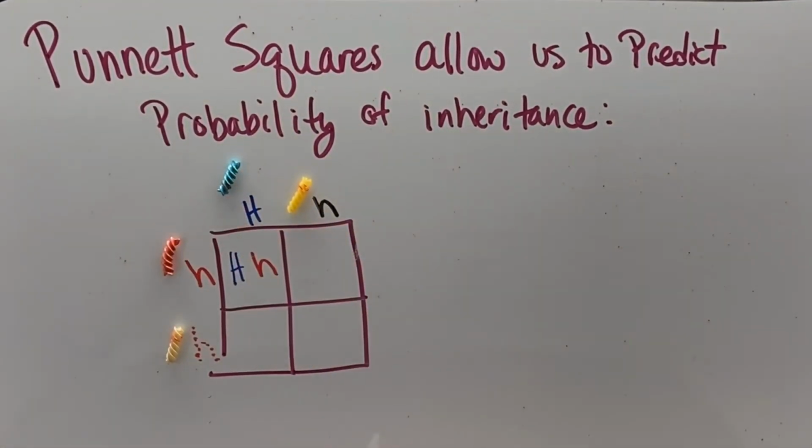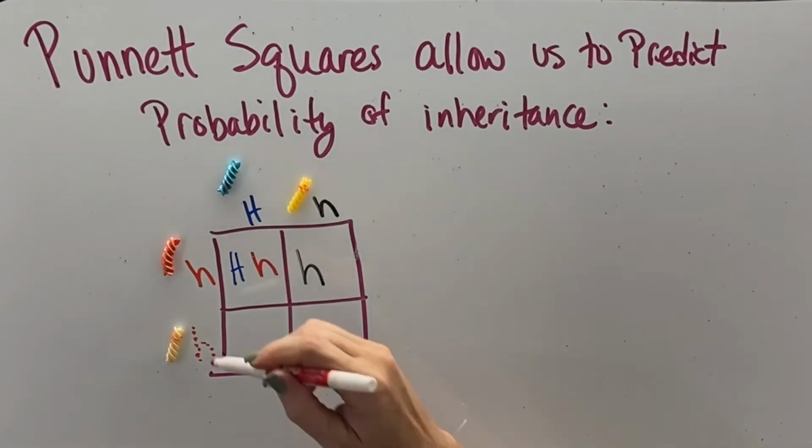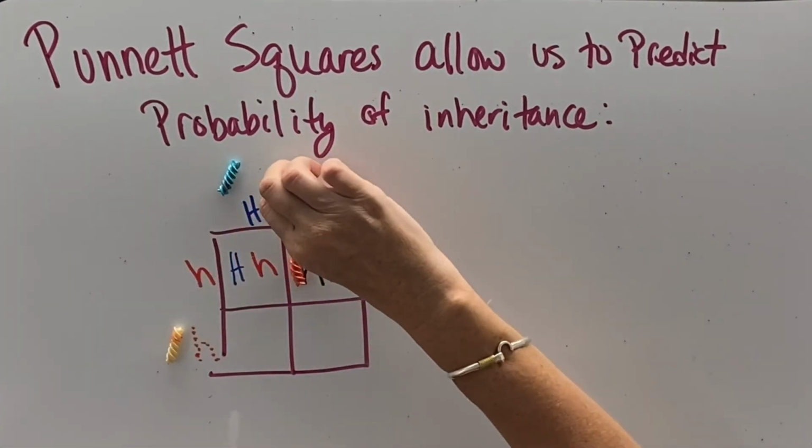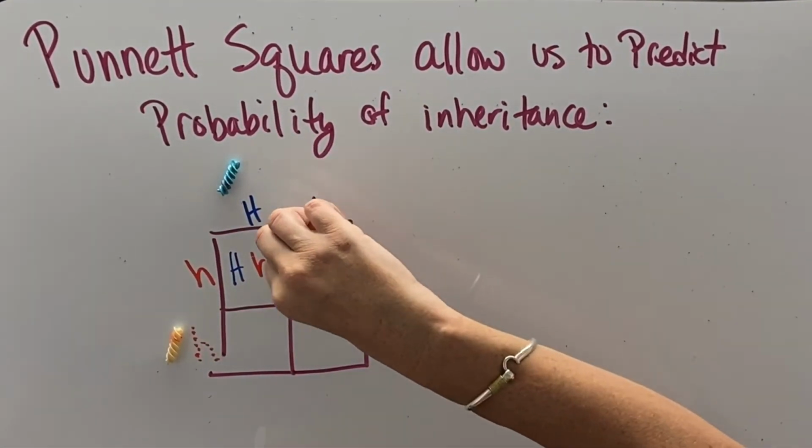So we have 1 from dad, right? Big H from dad, little h from mom, put it in the box. And then little h from dad and a big H from mom, or little h from mom, and put them in the box, right?